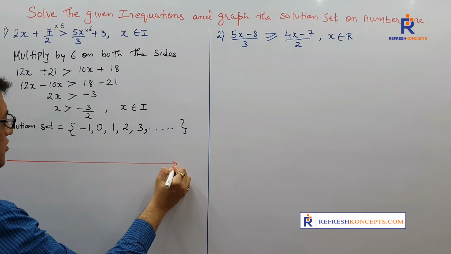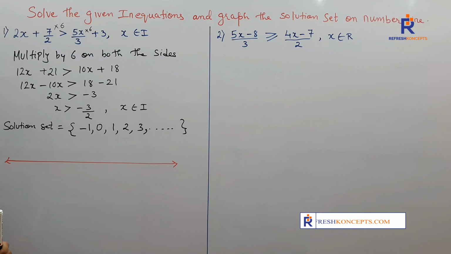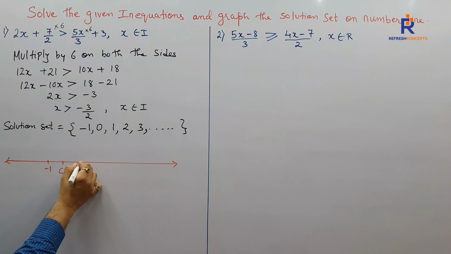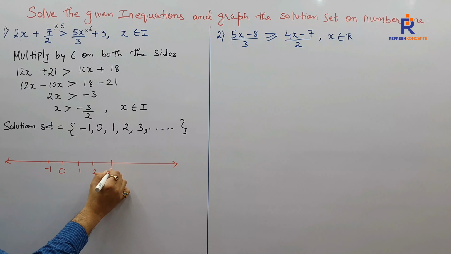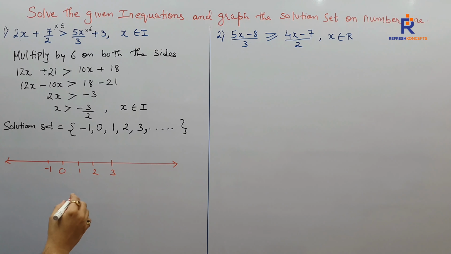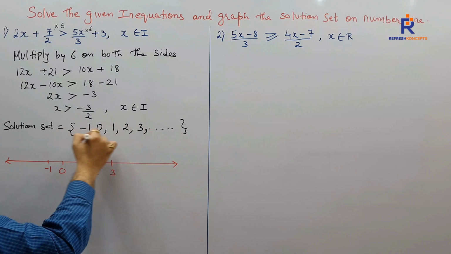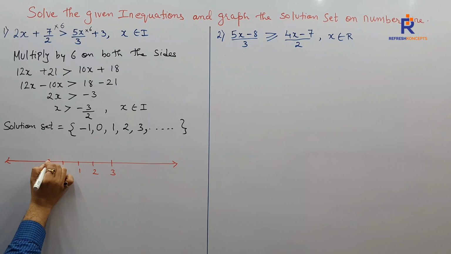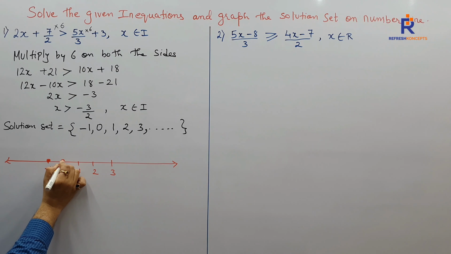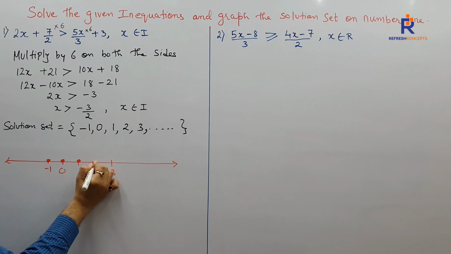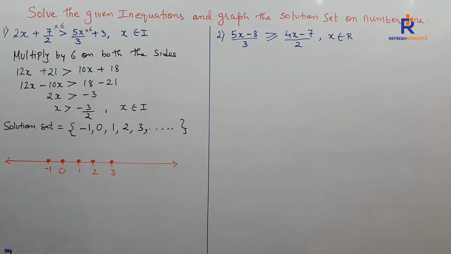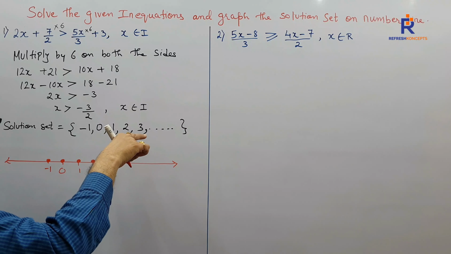I hope you know and remember all those rules which we have learned. First, I shall plot my solution set. So it's -1, 0, 1, 2, 3. X belonging to integer. Since I have already given the solution set, I need to emphasize on my solution set while plotting. So it's -1, 0, 1, 2, 3. It's going on and on, infinity.